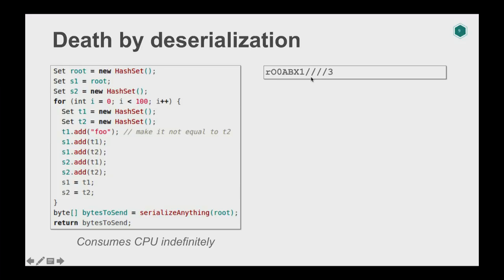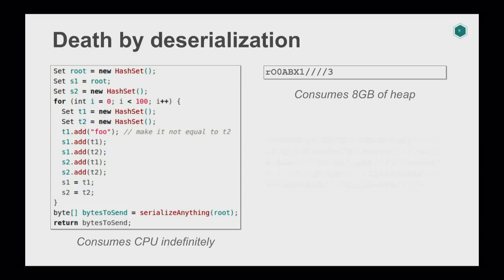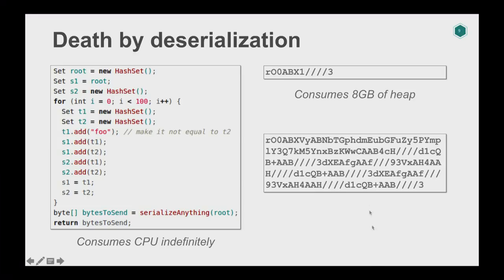This is a very small object. This one would actually try to allocate 8 gigabytes of heap. Sweet. What about this one? It's still a pretty small object. This one will try to allocate 64 gigabytes. There are just two different methods to do it. You can imagine that stuff like that can kill your application. It will just say, I'm done.